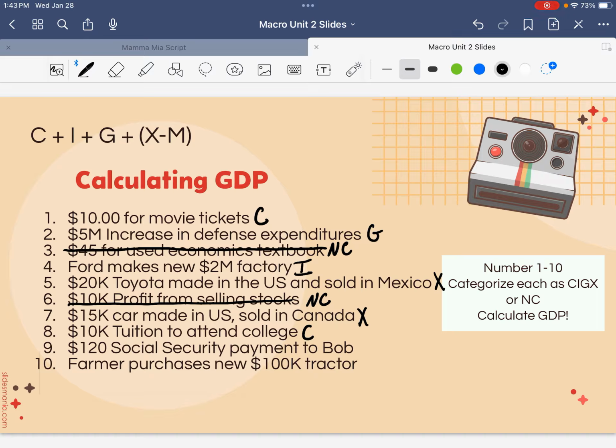$120 Social Security payment to Bob does not count. We will count that when he goes and spends it, when Bob spends it. And then a farmer purchases a new $100K tractor. That is business investment spending.